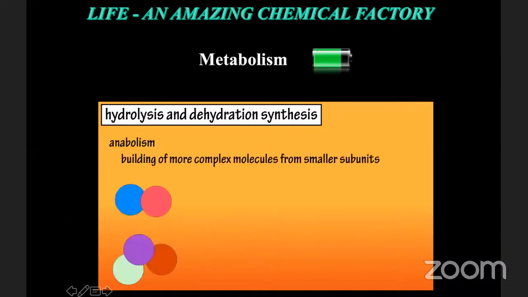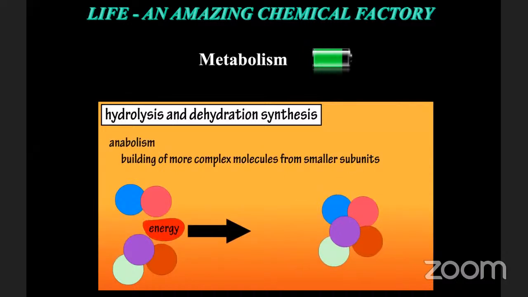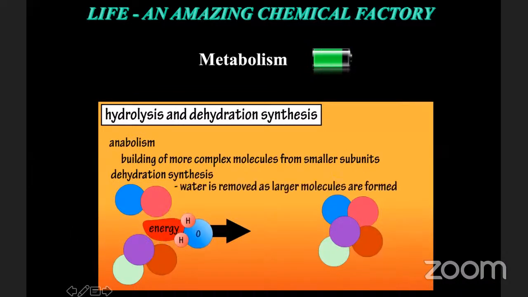Anabolism describes the many chemical reactions that take place to build larger, more complex molecules from smaller subunits. These reactions require energy, which often comes from the breakdown of ATP, which was just mentioned. One of the important types of anabolic reactions is called dehydration synthesis. In dehydration synthesis, water is removed as the larger molecules are formed. Anabolic reactions use energy to form larger carbohydrates, fats or lipids, and fuse amino acids together.